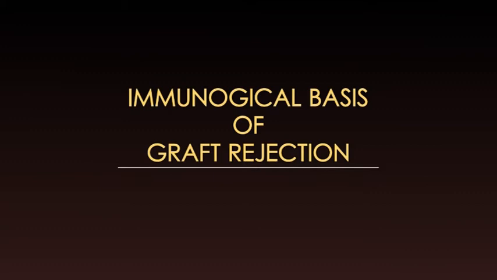Immunological basis of graft rejection. Allograft is the most common form of transplantation, depending on the availability of donors. However, allografts are treated as foreign by the recipient's immune system, and it often faces the challenge of graft rejection. The degree of graft rejection depends on the tissue type. Graft rejection has the characteristics of specificity and memory.